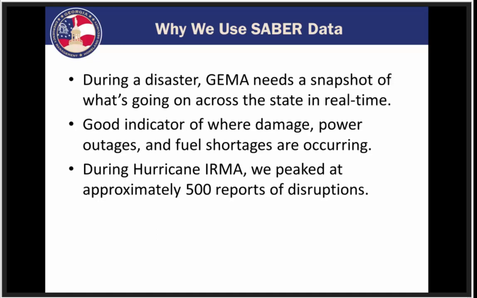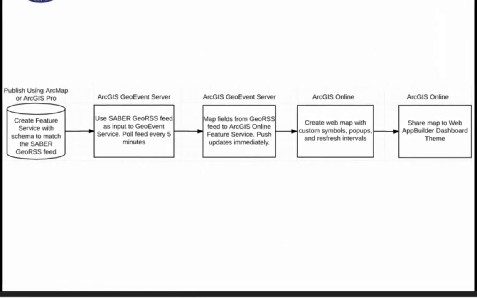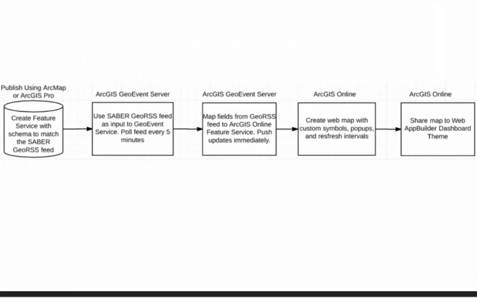So I don't know exactly how many reports came in total because we weren't saving the data as we were ingesting it. But when we were monitoring our dashboard that we had the data plugged into, at one time we saw up to 500 reports of disruptions coming in across the state. So this is just a simple graph to show the workflow of how we were able to bring the SABER Geo RSS Feed in and automate that right over to an ArcGIS Online feature service.